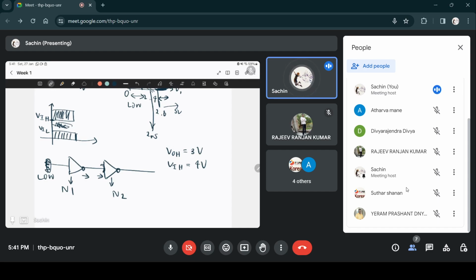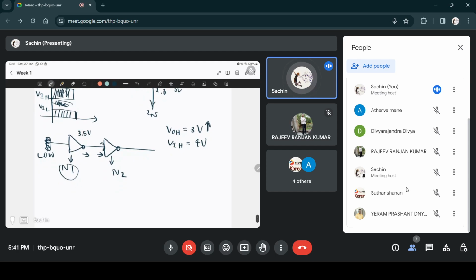What will the first NOT gate do? The first NOT gate should give you a high output, right? So according to the NOT gate, what is a high output? It's anything above 3 volts. So let's say it gives you only 3.5 volts, right? So according to the perspective of this first NOT gate N1, it gave you a high output. So it's happy, it doesn't care.